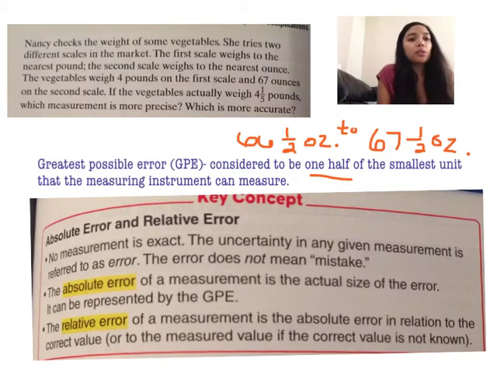So let's talk about absolute error and relative error. No measurement is exact. We know that. The uncertainty in any given measurement is referred to as an error. Their error does not mean a mistake.